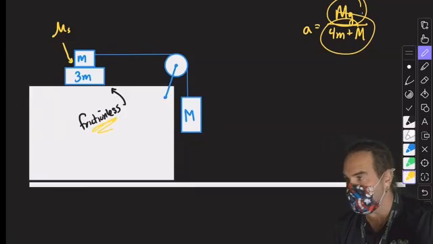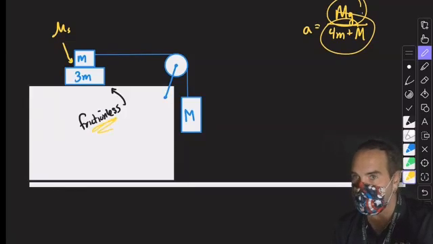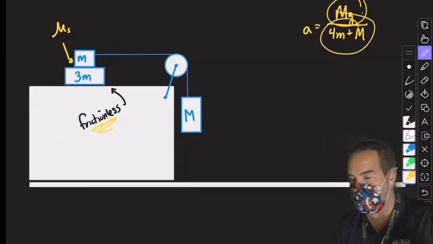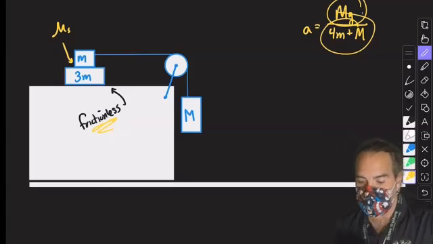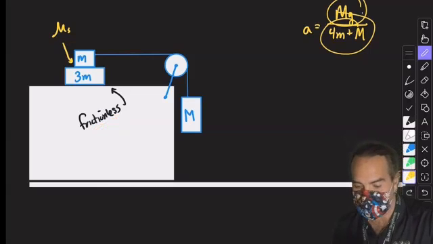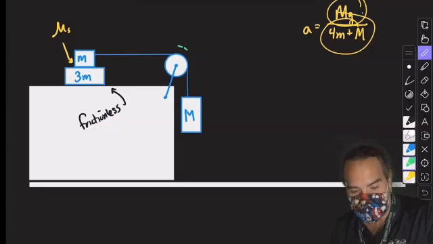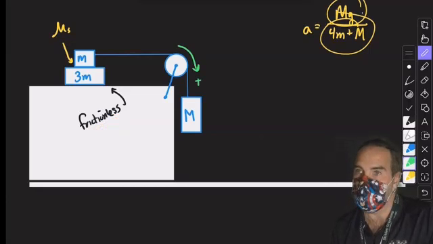Now, there is friction between the two blocks on the table. That's an internal force. Internal because it acts one way on the top block and a different way on the bottom block. And let's talk about these forces. I'm going to establish that this is my positive direction of motion. Any question about that?